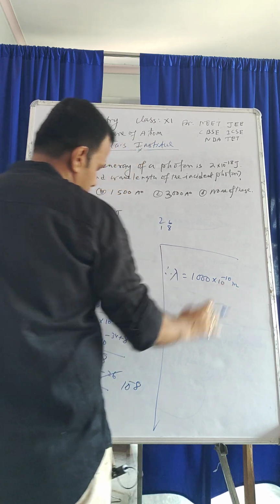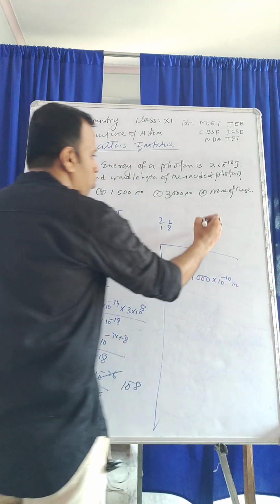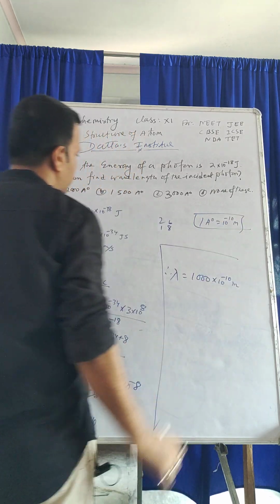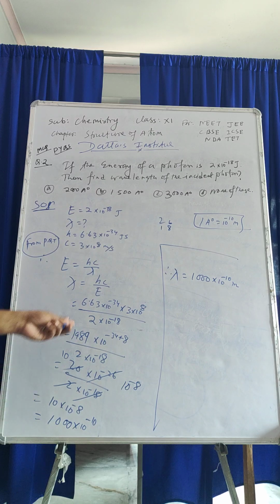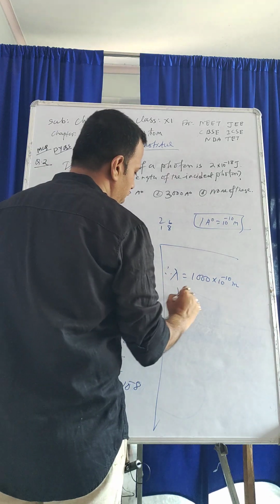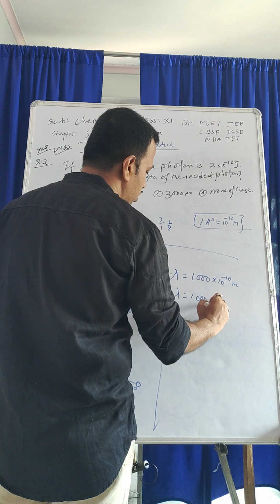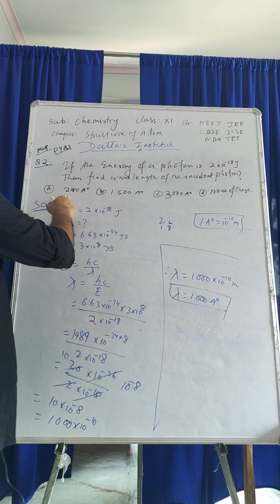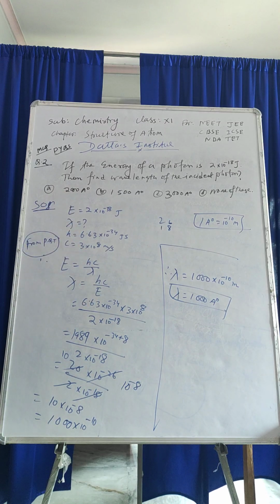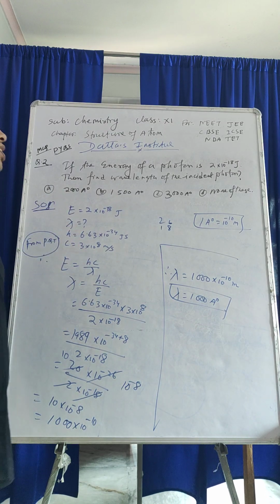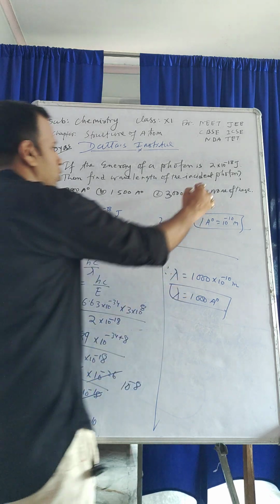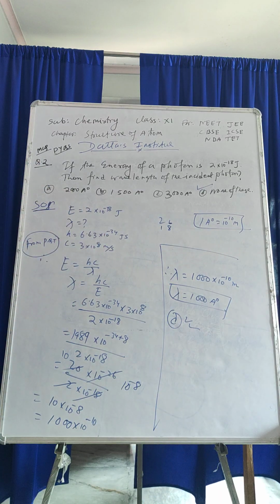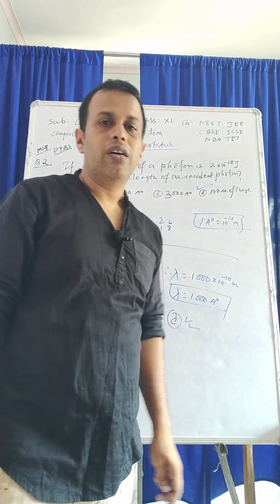What I am doing is converting into 10 to the power minus 10, because 1 Angstrom is 10 to the power minus 10 meter. Here all the answer options are given in Angstrom. That's why I convert this one into Angstrom. So lambda is equal to what, sir? 1000 Angstrom. So which option is correct? First one is 2000 Angstrom, next one is 1500, next one is 3000 Angstrom, and D is none of these. So which option is correct here? Option D is correct, because it's not matching with A, B or C.